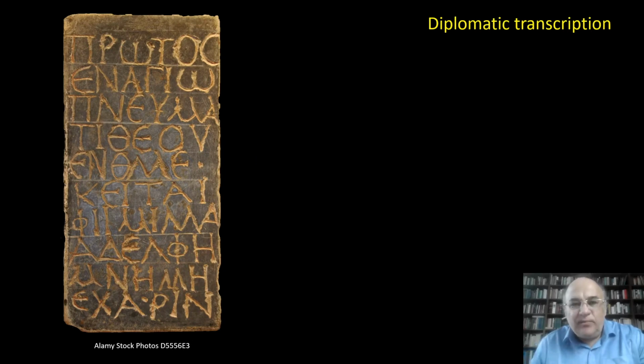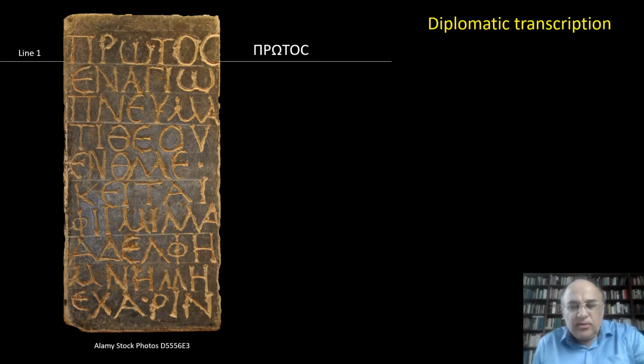Let us see first the diplomatic transcription. If you remember, in the so-called diplomatic transcription, we are going to record only the characters as they appear on the inscription with minimal or no editorial intervention or interpretation. Since the letters can be clearly seen, it doesn't look very difficult. So let's do it. I try to read the letters according to the standard Koine pronunciation, which slightly differs from that of modern Greek. In the first line we find Pi, Rho, Omega, Tau, Omicron, Sigma.